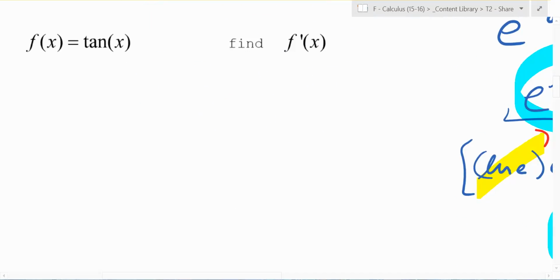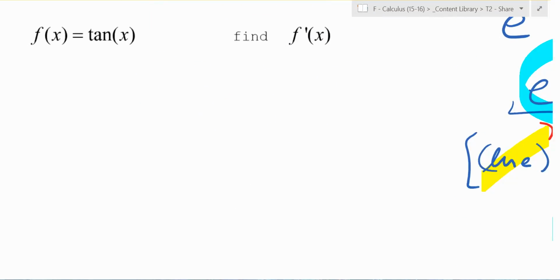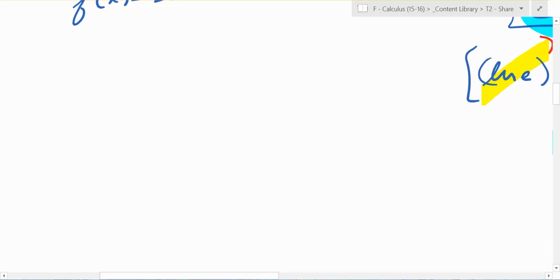So we led off class by doing this. Do we know what the derivative of tangent is? Do you remember what it is? Secant squared x. You need to remember that. You have to remember that. Do you remember it, at least right now? It's right there, hopefully.